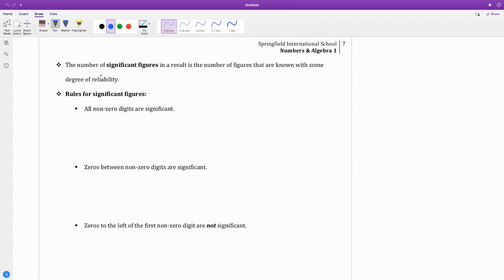So the number of significant figures in a result is the number of figures that are known with some degree of reliability. This sometimes depends on the measurement that is being taken. For example, if we have the length of a pencil measured with a ruler whose smallest division is 1 millimeter.